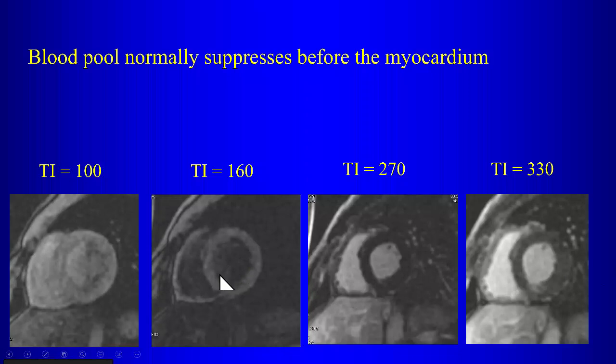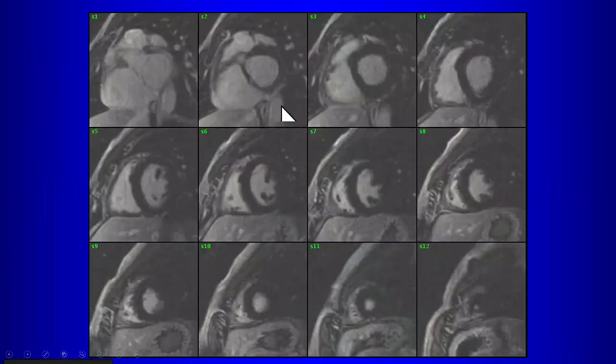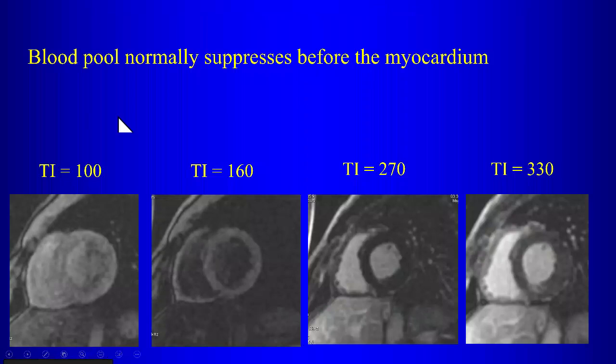Now there is a condition where the myocardium might suppress before the blood pool as you go through this sequence, and this is one criteria that we might use to diagnose that condition. What is that condition? So what's the condition where the myocardium, well, who's studying for boards? Yeah, amyloidosis, absolutely. So in amyloidosis, the myocardium might actually suppress before the blood pool. So, well, that's one of the clues very early on that you might be dealing with a case of amyloidosis, okay? So once we have found that inversion time, for this patient, 270 works really nice.